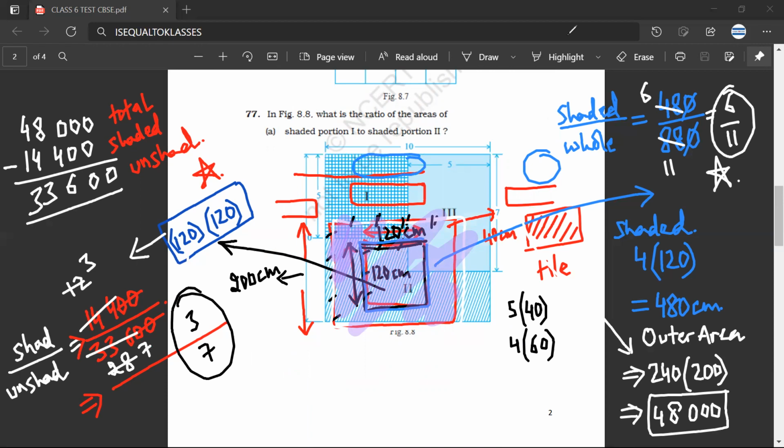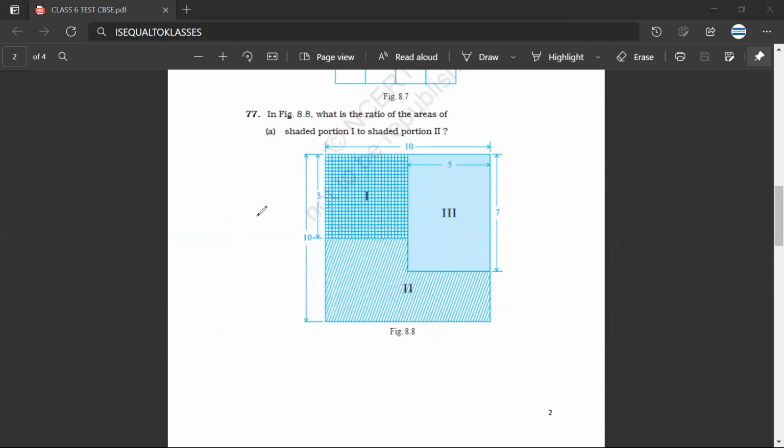Mr. Satya, is your answer correct? 3 by 7. Sir, I didn't simplify it. So I guess it's correct. Why? Sir, I thought we don't have to simplify. Arey nahi aisa nahi yaar. This has to be simplified. Okay.